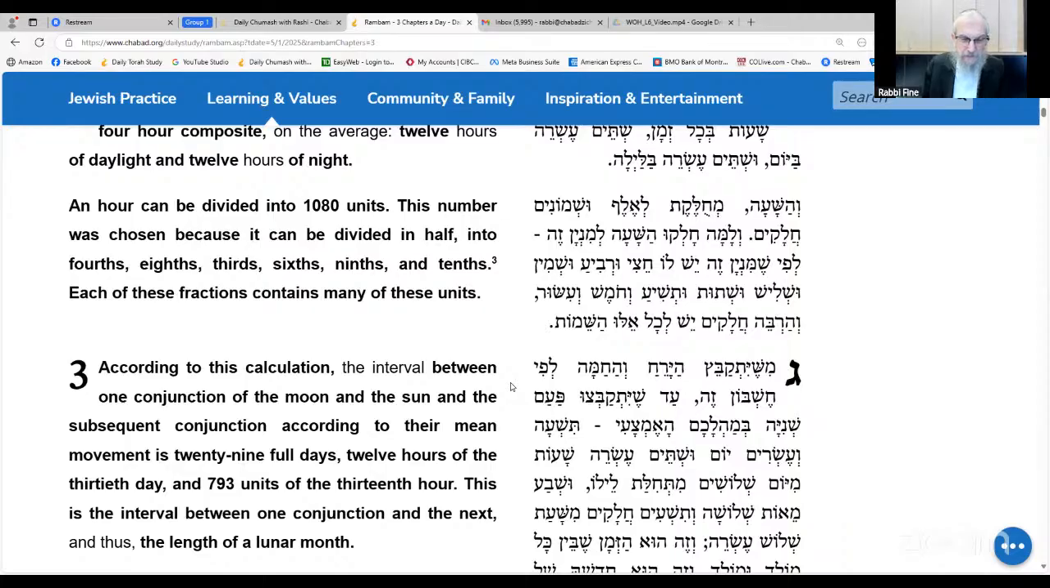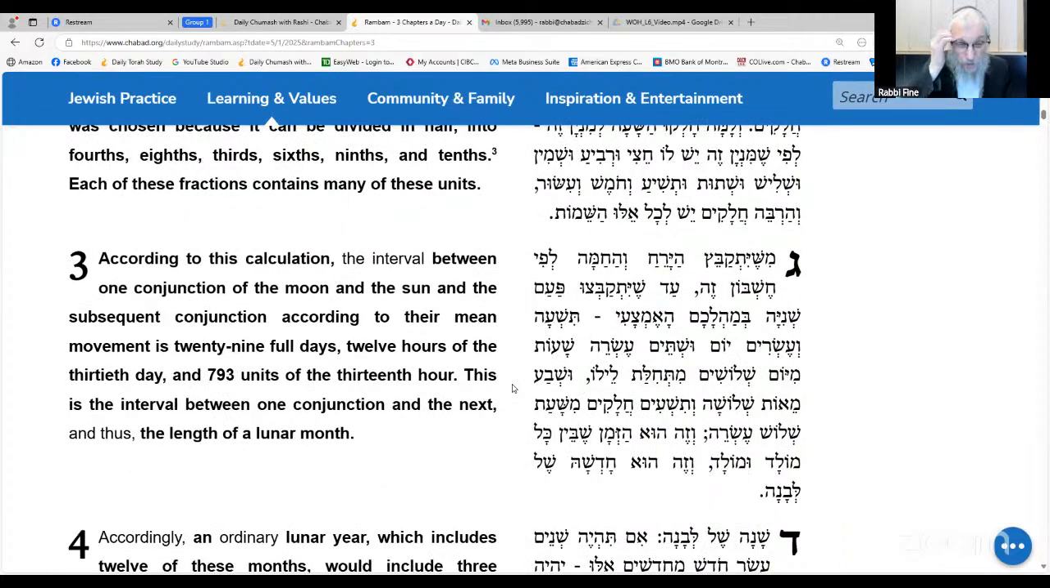Got it? Each of these fractions contains many of these units. Number 3. According to this calculation, the interval between one conjunction of the moon and the sun and the subsequent conjunction, according to the mean movement, is 29 full days, 12 hours of the 30th day, and 793 units of the 13th hour. That's the exact revolution of the moon and the sun meeting at the same point: 29 days, 12 hours, that's right, half a day, and 793 units.